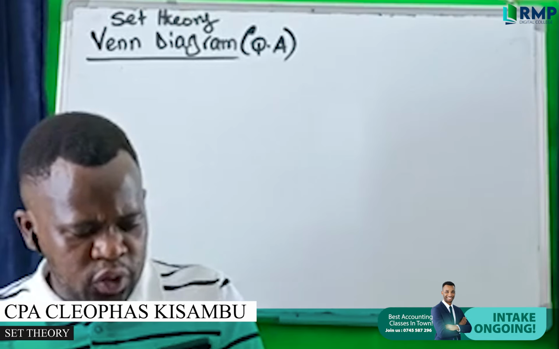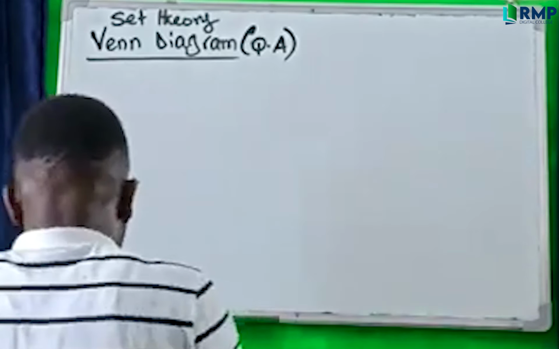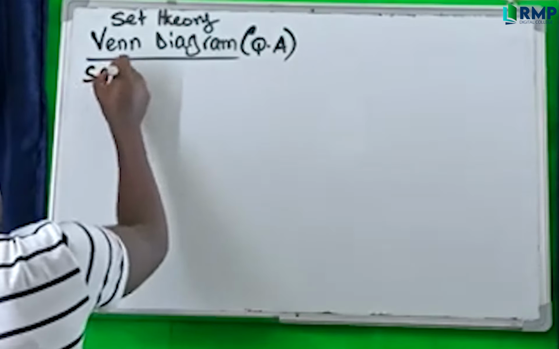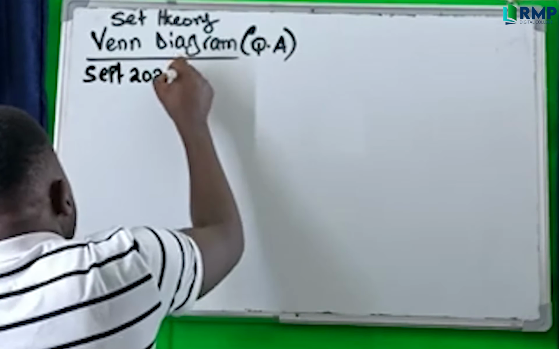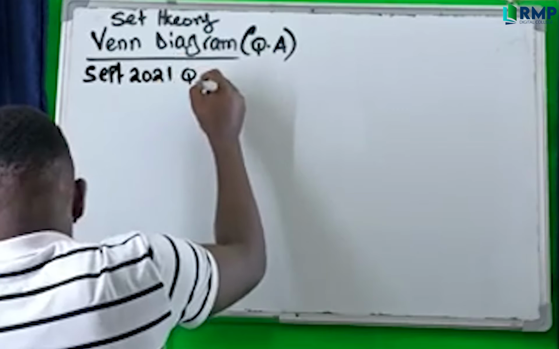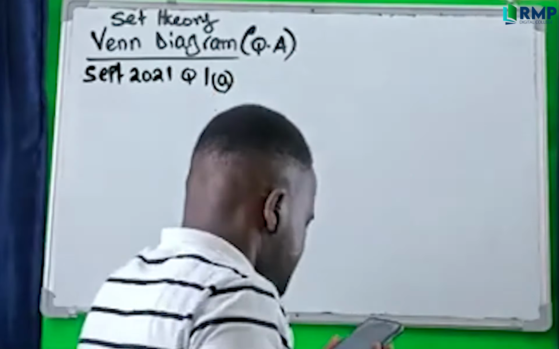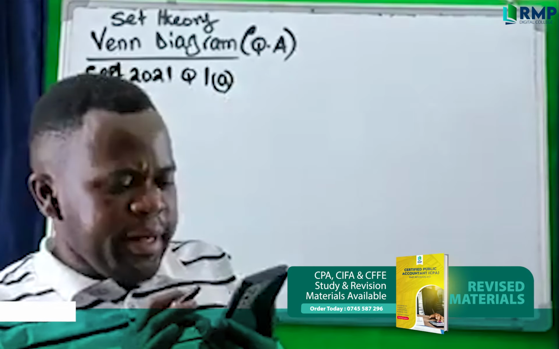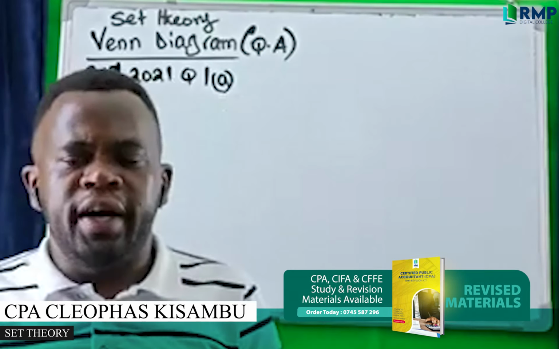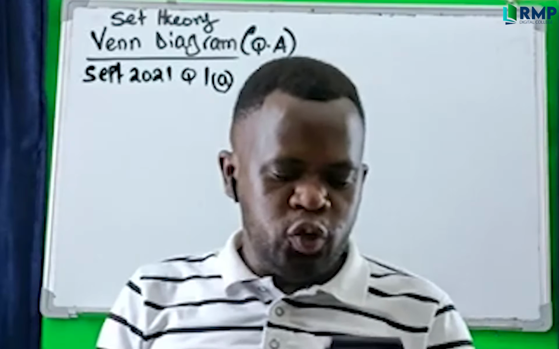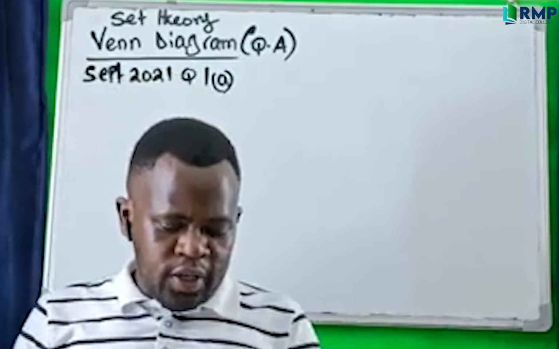Right, allow me to do this: September 2021, first paper, that is QA, question number 1A. I read this first paper here, as I've always been saying, you get them online. They are there. So I read September 2021, QA, question number 1A.